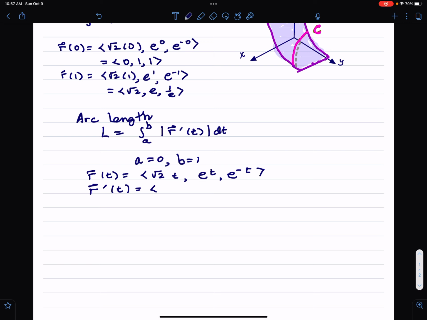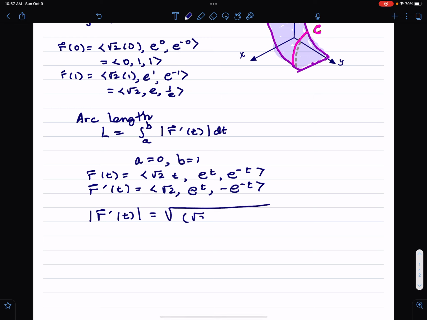The derivative of root 2 times t is root 2. And then the derivative of e to the t is e to the t. E to the negative t, that derivative is negative e to the negative t. The magnitude of that is the square root of root 2 squared plus e to the t squared plus negative e to the negative t squared. All right.